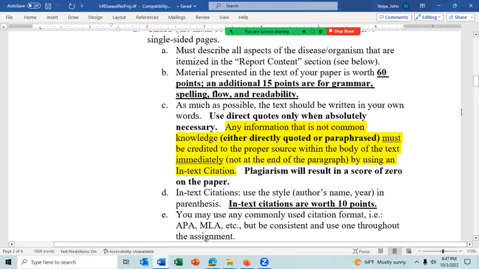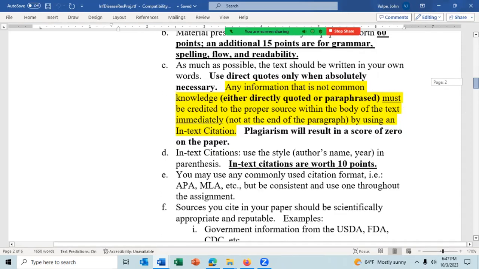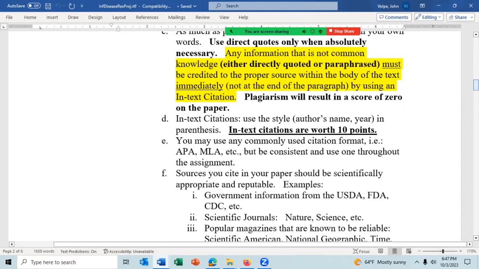While you're quoting someone, or even when you're giving information that is not commonly known, like, for example, I can tell you that COVID-19 has killed a lot of people in the United States, but I don't know the number. And if you ever give a number or some other specific data that is not commonly known, you should give an in-text citation from where you got that data. Okay, the in-text citations are worth 10 points.